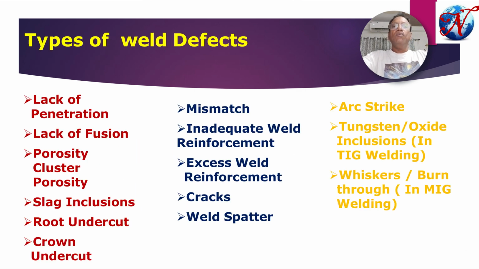Particularly in the wider sense of industry, if we are talking about the inspection of welds, then the associated defects in the weld are lack of penetration, lack of fusion, porosity, slag inclusion, root or crown undercut, mismatch, inadequate weld reinforcement, excessive weld reinforcement, cracks, spatter, arc strike, tungsten inclusion, and whiskers. These kinds of weld defects can be identified by the application of suitable NDT.